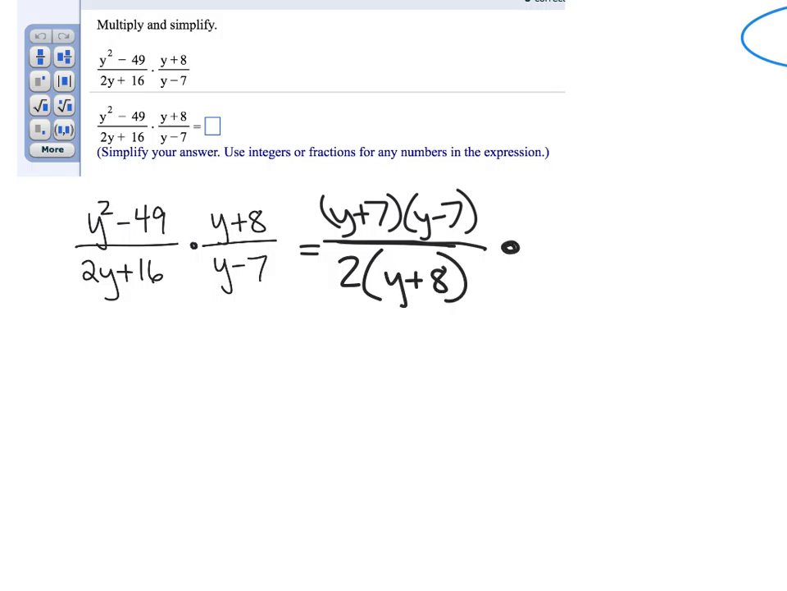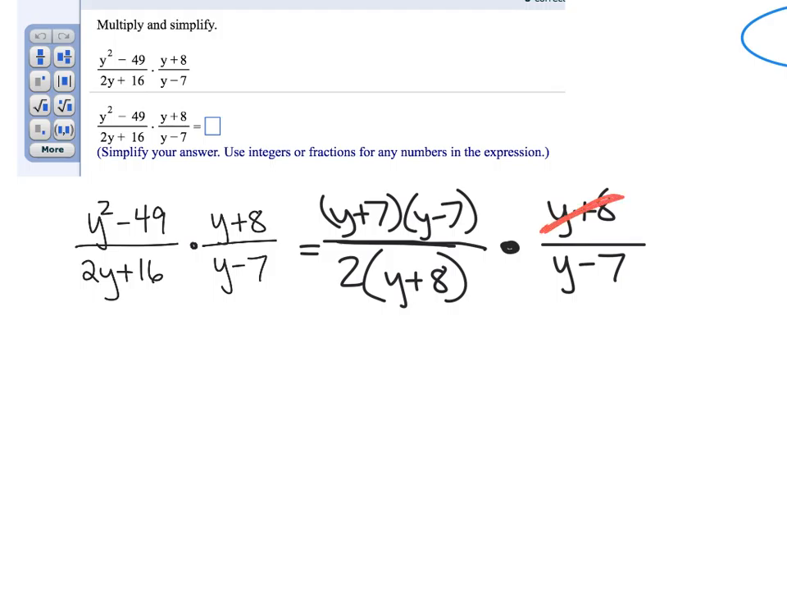All right, times. Now I'm going to focus on this. Y plus 8 over y minus 7. Nothing simplifies. Nothing can be factored. So I'm just going to copy it over again. And so now you should be able to see, oh, wait a second. We have a common factor right here. Y plus 8 and y plus 8.